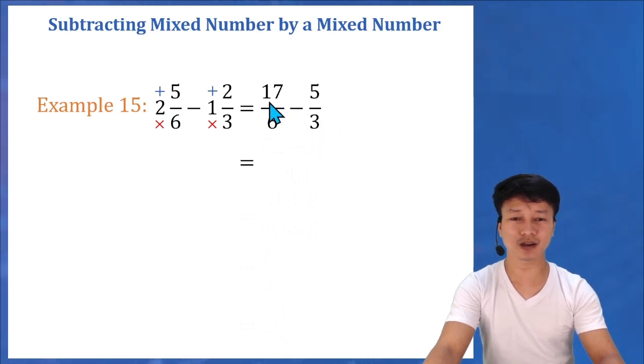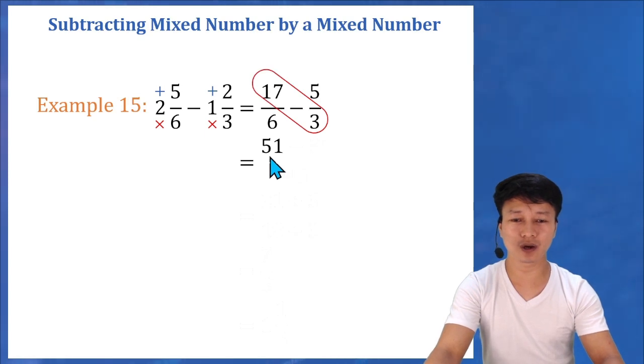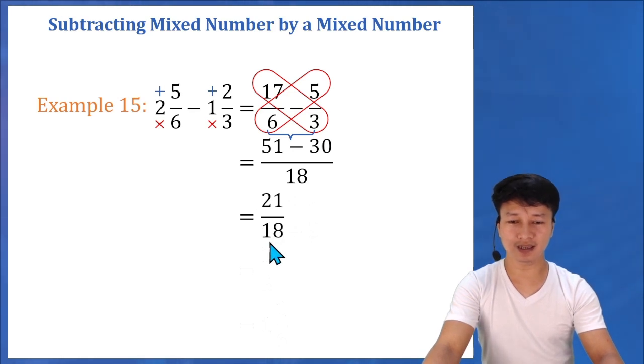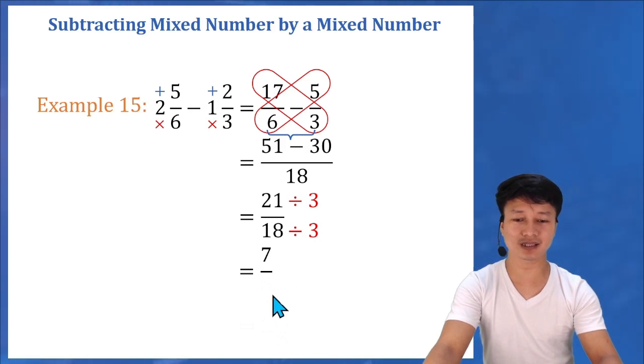So this will give us the product of 17 and 3 is 51 minus the product of 5 and 6 is 30 over the product of the two denominators 6 and 3, we have 18. And so we can now simplify: 51 minus 30 is 21 over the common denominator 18. And obviously 21 and 18 have a common factor which is 3. So divide 21 by 3 and divide also 18 by 3. And the result, 21 divided by 3 is 7 over 18 divided by 3 is 6.